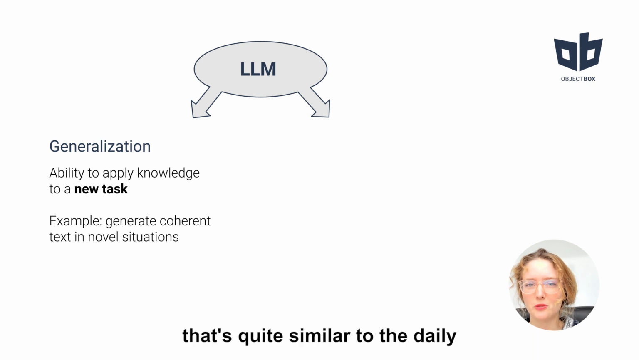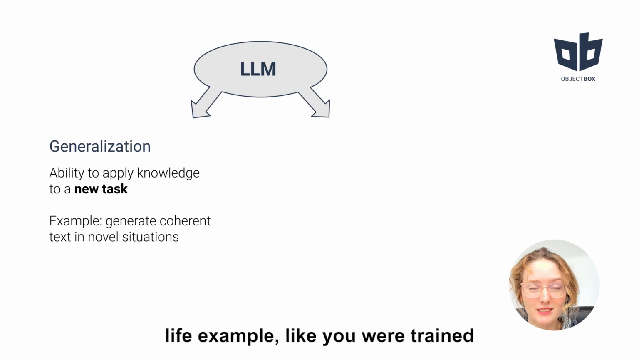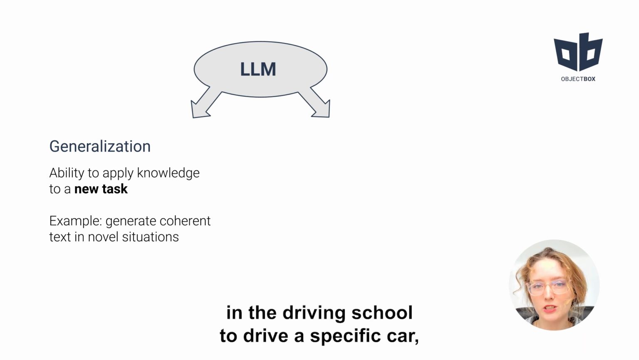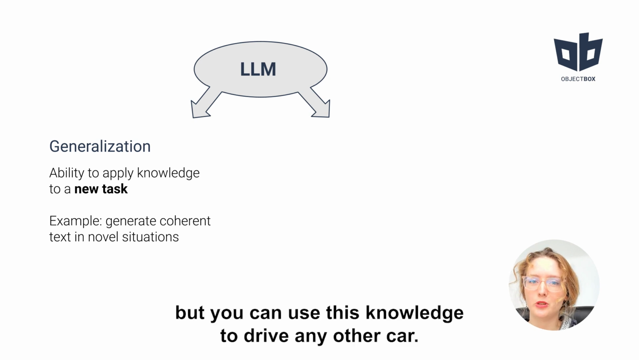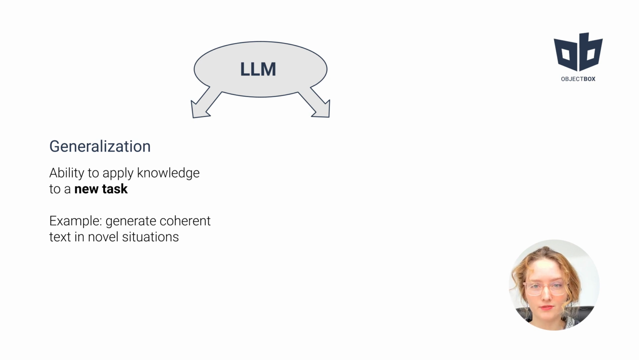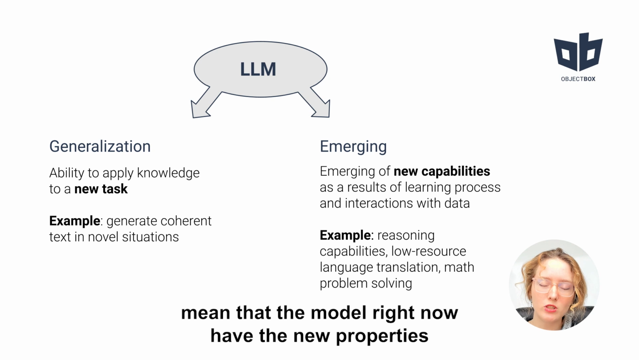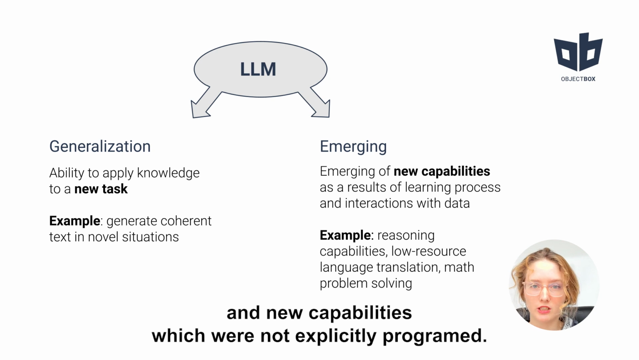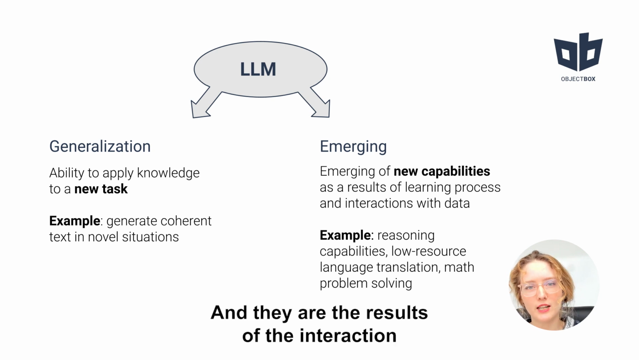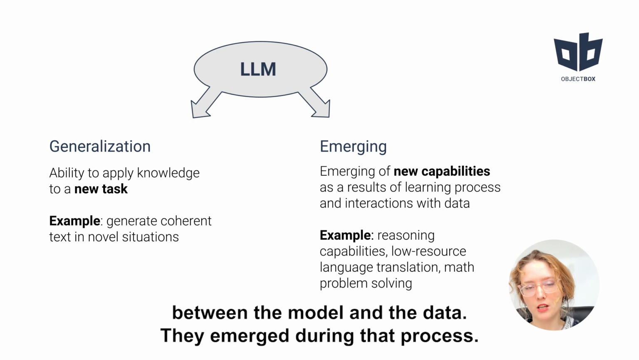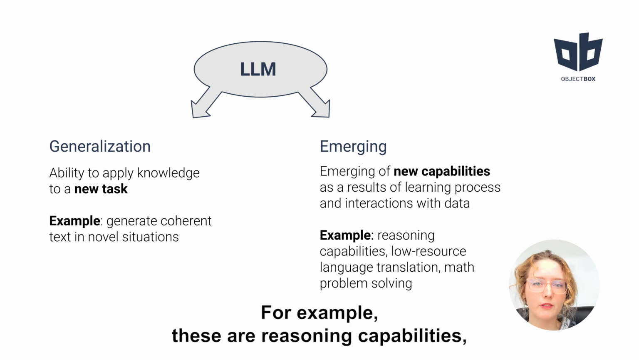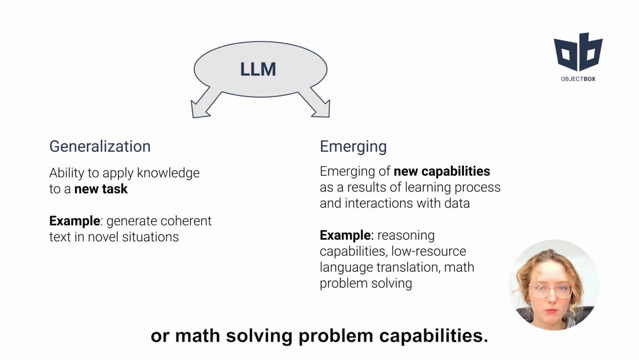That's quite similar to a daily life example, like you were trained in driving school to drive a specific car, but you can use this knowledge to drive any other car. The emerging properties mean that the model now has new properties or new capabilities which were not explicitly programmed, and they are the results of the interaction between the model and the data. They emerged during that process. For example, these are reasoning capabilities or math problem-solving capabilities.